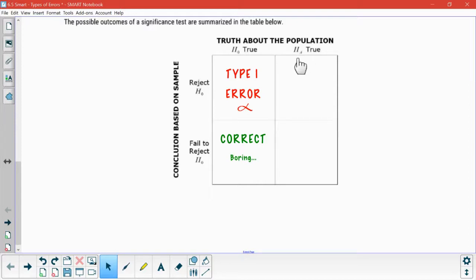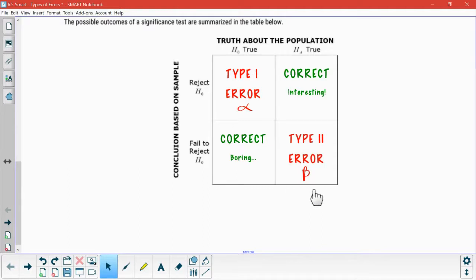Now, what happens when the alternative is true and we reject the null hypothesis? Well, we made the correct decision, and that happens to be interesting because we're going against whatever the claim is, or we're disproving it, or we are agreeing with the alternative claim. So correct, interesting. And when the alternative is true and we fail to reject the null, meaning we say there's convincing evidence that the null is true, we get a type 2 error, which is beta.